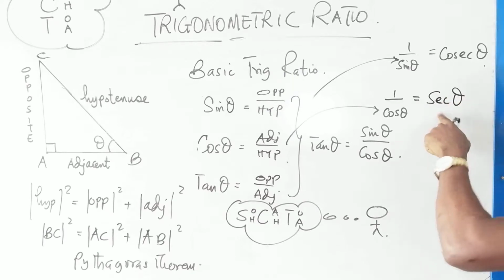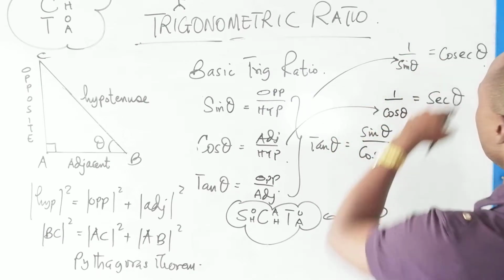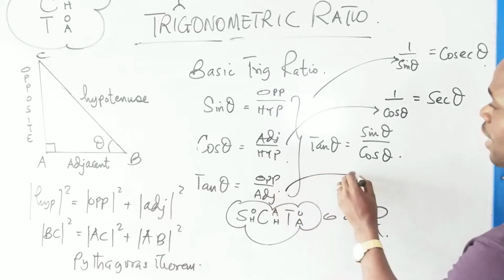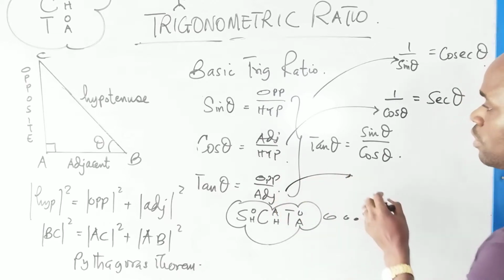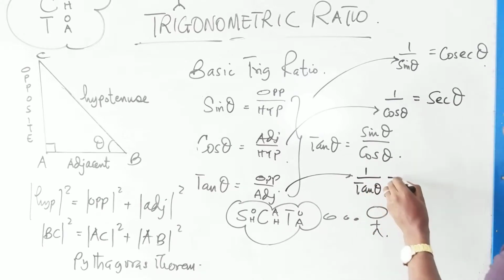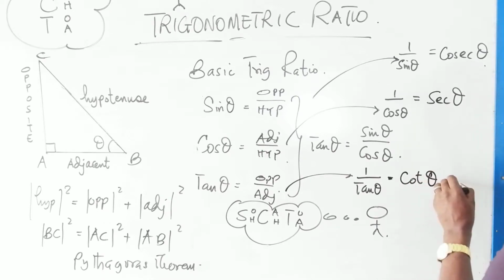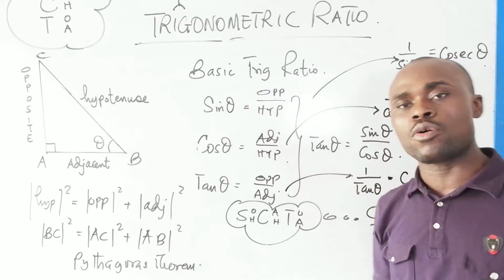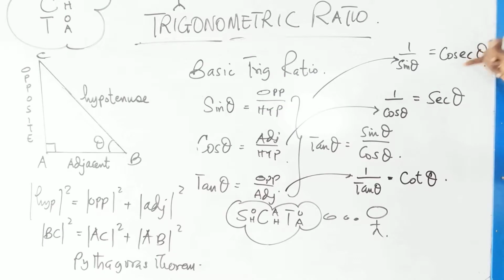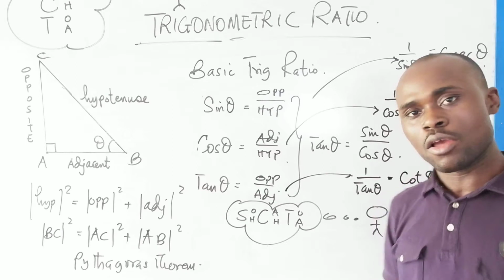Sec represents secant, and this represents cosecant theta. And for tan, if it was turned upside down, it is going to be written as 1 over tan theta, and that is what we call cot theta, or the full meaning, cotangent theta. So these three are called basic trigonometric ratios: sine, cos, and tan, while cosec theta, sec theta, and cot theta are referred to as the reciprocals of the basic ratios.